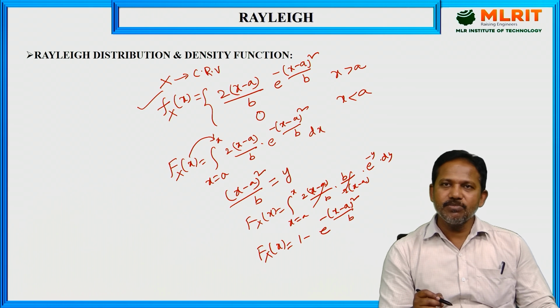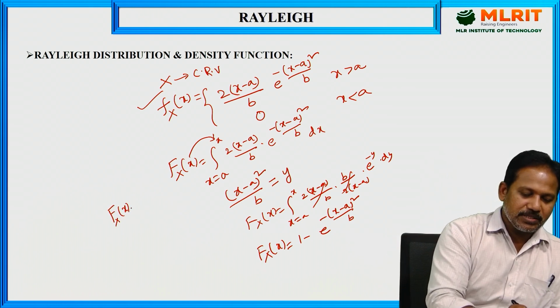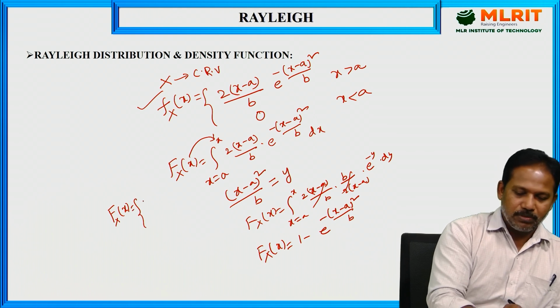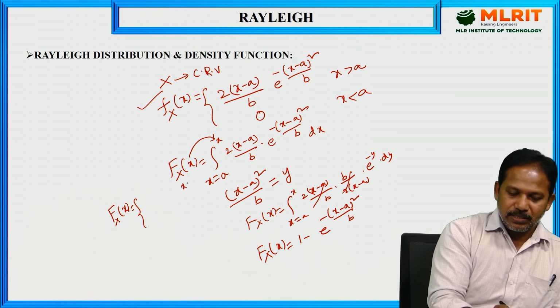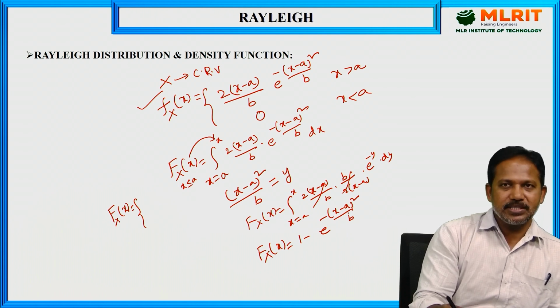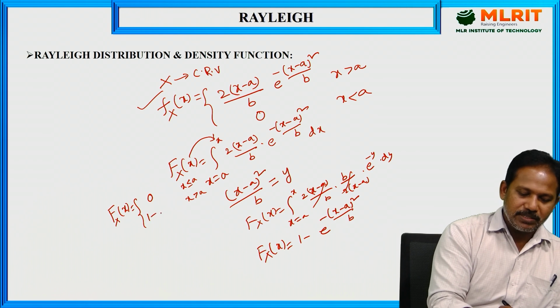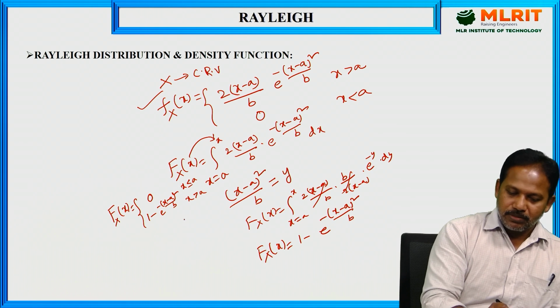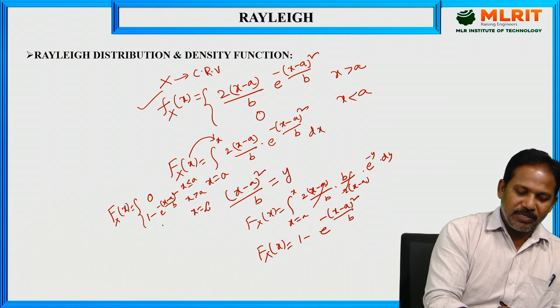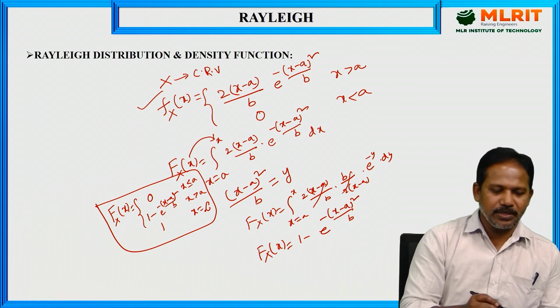If you want to write in terms of the limits, capital F_X(x) is equal to, if x is taken as less than or equal to a, what will happen? E power minus of (a minus a) whole square, e power 0, 1, 1 minus 1 is 0. If x is greater than a, it is 1 minus e power minus of (x minus a) whole square by b, and if x is taken as infinity, my answer is 1. This is my probability distribution function for Rayleigh.